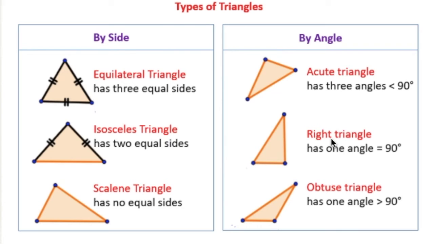Now, if it is exactly 90 degrees, there's one angle that's exactly 90 degrees, it's called a right triangle. We don't look at the other angles, just as long as there's one of them that's 90 degrees, then it's a right triangle.